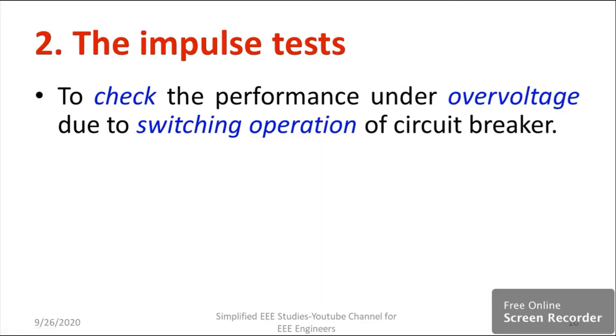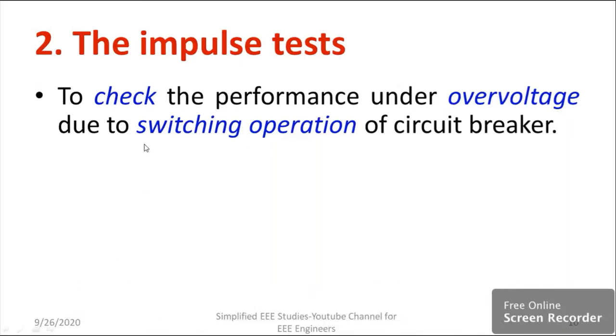Whenever a fault occurs, the faulty part will be isolated from the healthy portion. Once the fault is cleared, it will rejoin. So this process will be continuously taking place. Almost 500 times of opening and closing will take place frequently. Okay. So we need to check whether the performance is comfortable during switching operation or not. Will it operate properly during switching operation or not?